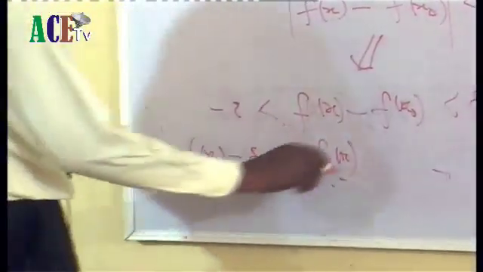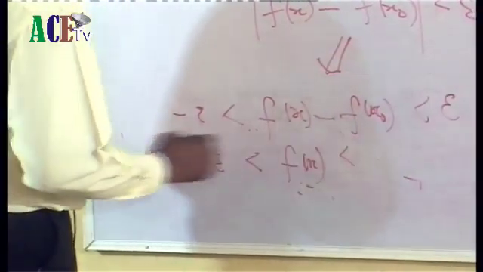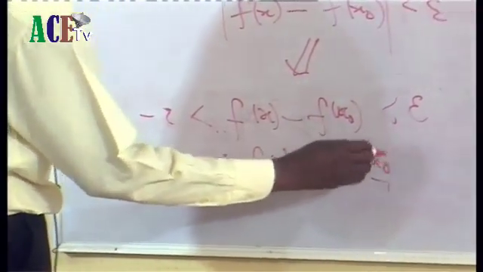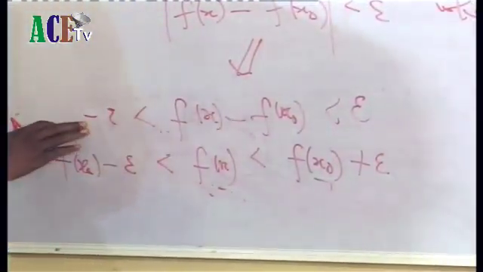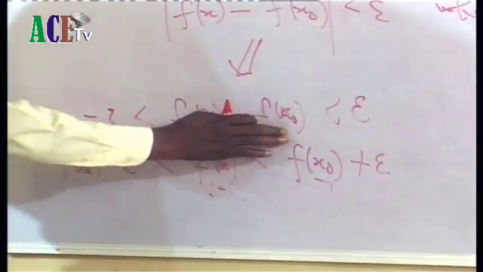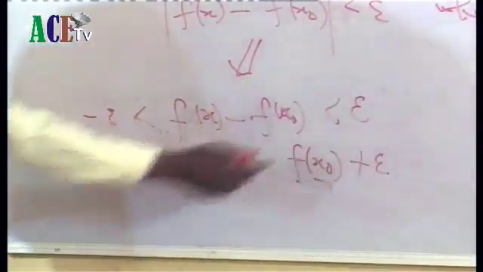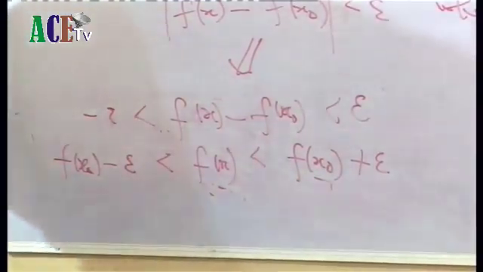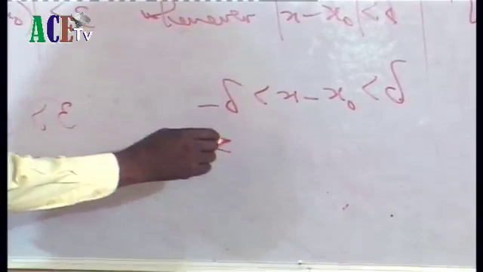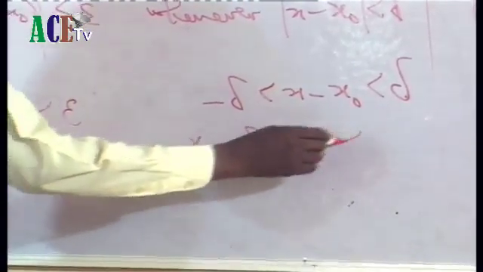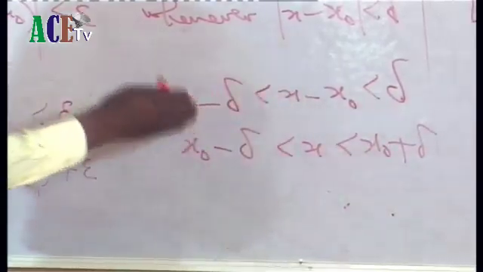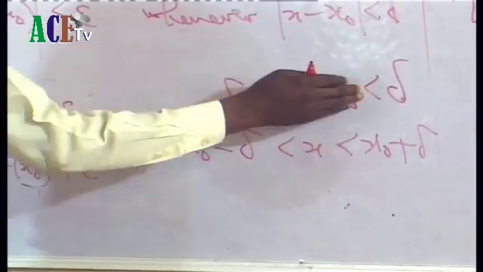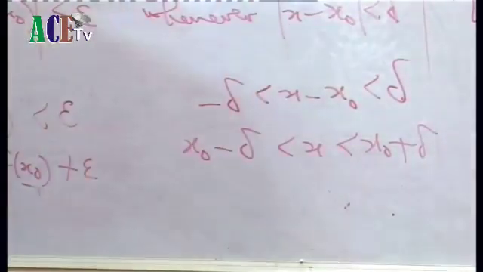This f of x is bounded below and above by this. So I've added f of x naught here, added it here, cancel this, and added f of x naught here to obtain this. If I do the same here, what do I have? I have x naught minus delta less than x naught plus delta. What did I do? I added x naught to each part, and that is what gave us this.